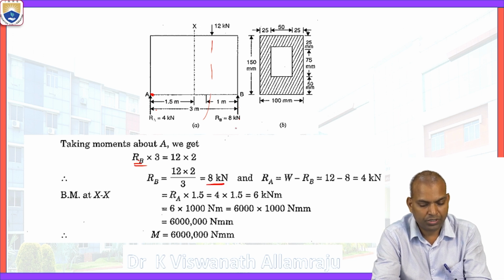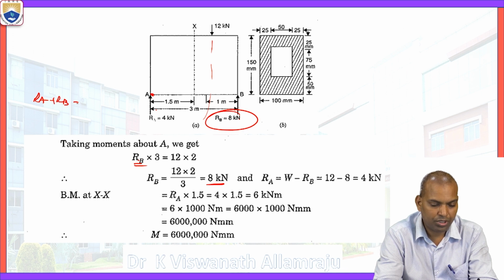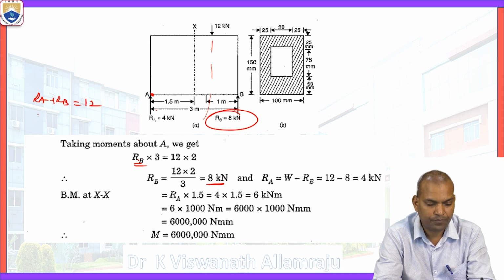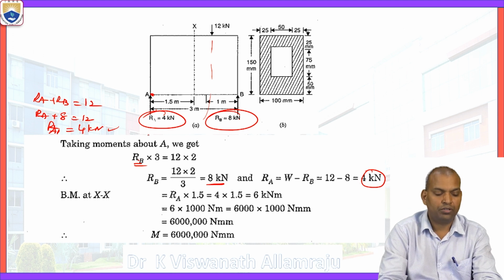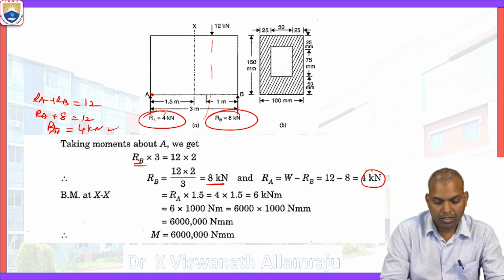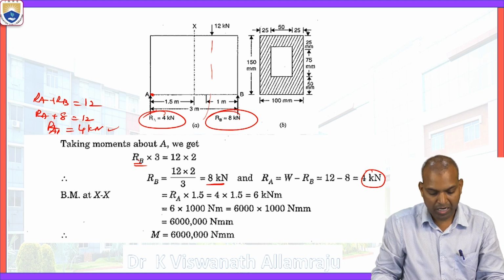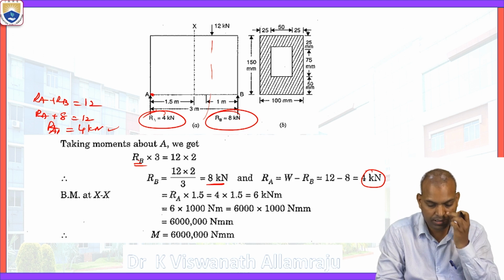From that, the RB value is 8 kilonewtons. We know that RA plus RB equals 12 kilonewtons, so RA equals 12 minus 8, which is 4 kilonewtons. Thus we calculated the RA and RB values. Now, after knowing RA and RB, we have to find the moment about this section XX.